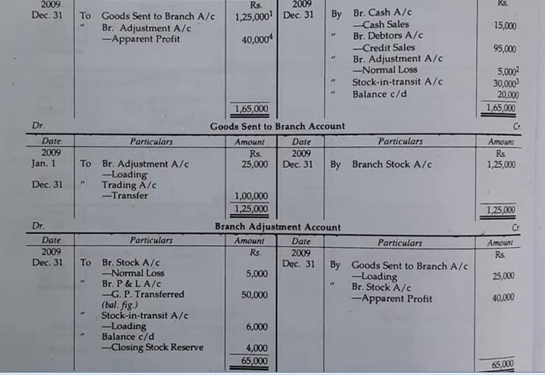So in this case, they have written to balance carried down. You can also write to stock reserve account. It doesn't matter. So since the credit side is greater than the debit side, you get a gross profit, which has to be transferred to the profit and loss account, that is for rupees 50,000.